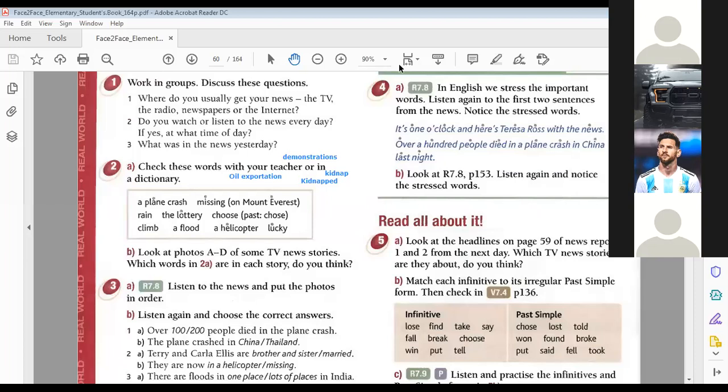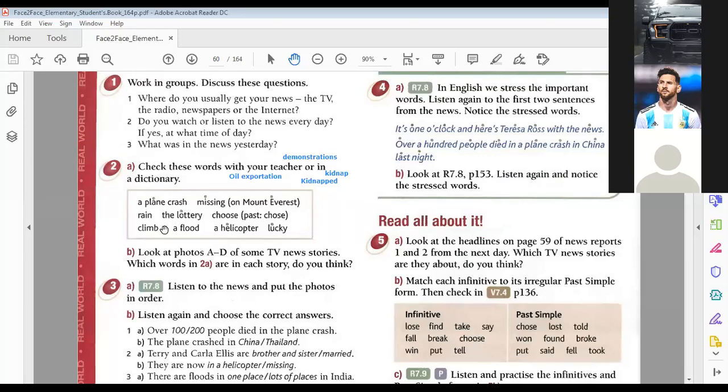Rain. Rain is clear. Lottery. We talked about the lottery before, right? So what does it mean, lottery? The lottery is when you choose a number, you buy a number, and then you go and maybe you will win a prize. This is the lottery. Najat? Yes, Kilani? Lottery, I don't know.